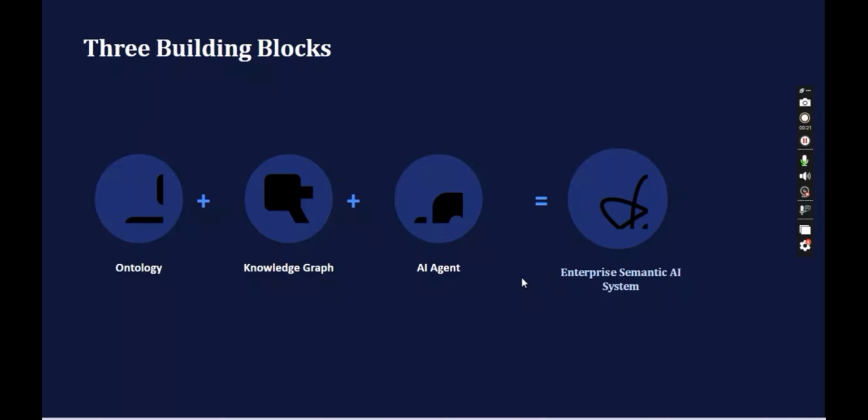The ontology provides meaning. The graph provides relationships. The LLM provides natural language understanding, and all together they create an intelligent reasoning system.